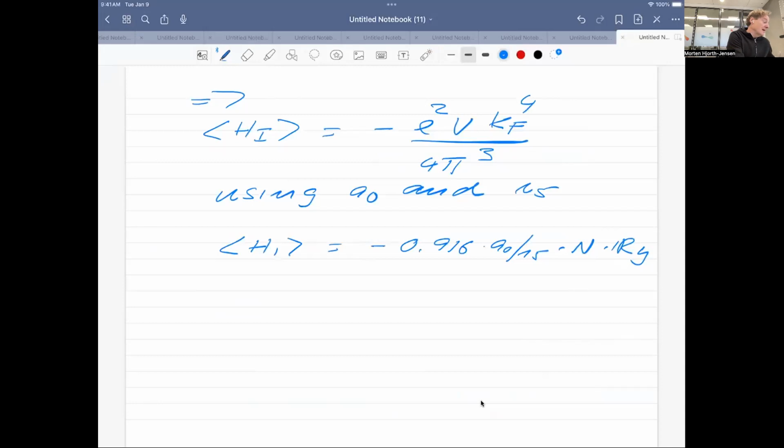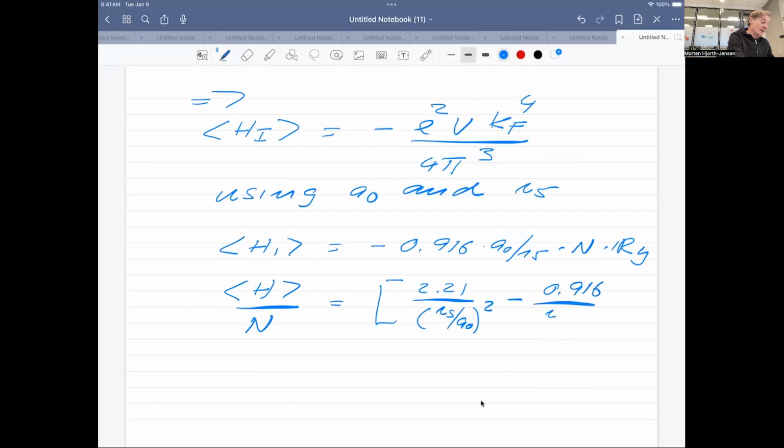If I then calculate the energy per particle, so the expectation value of the system per particle, then this becomes equal to 2.21 divided by rs divided by a0 to the power of 2, and these are just constants. So that's a ratio between two radii. So these are just dimensionless quantities when you take the ratios. And then I have minus 0.916 divided by rs and a0. And this is in the units of 1 Rydberg.